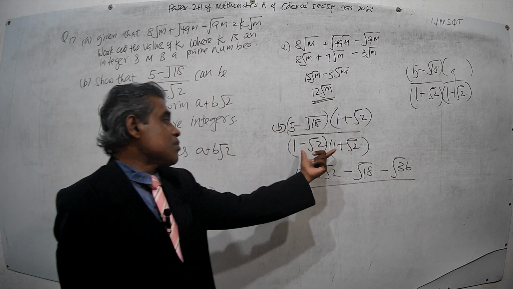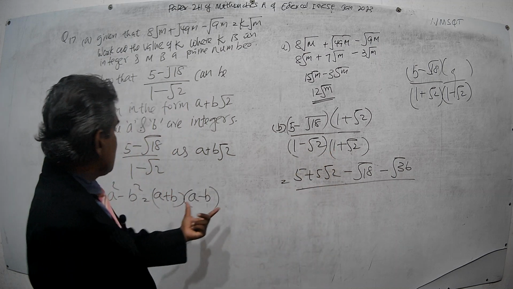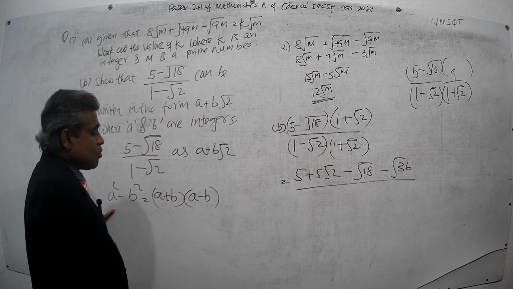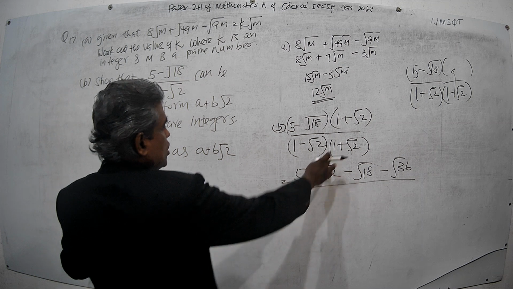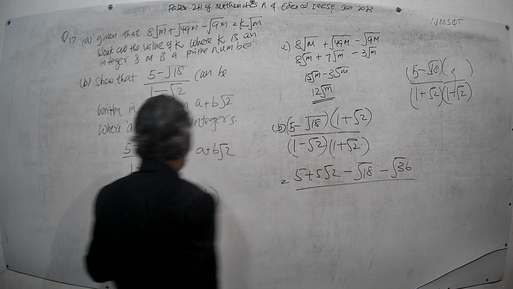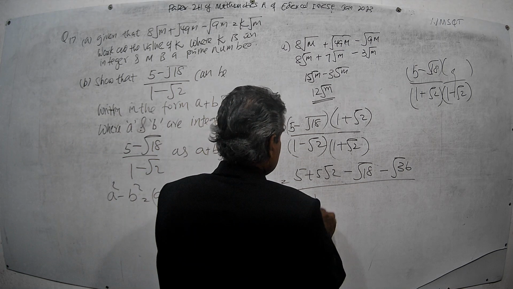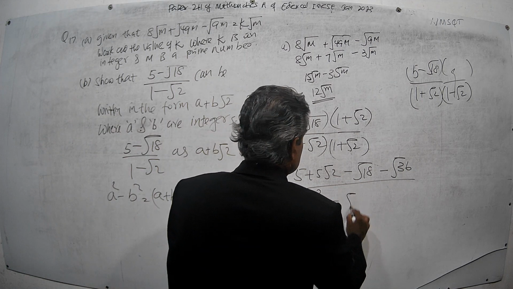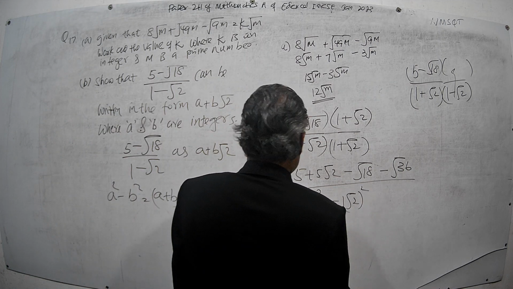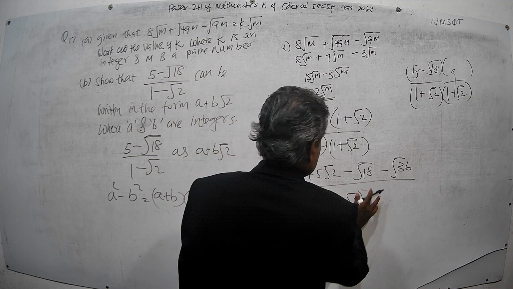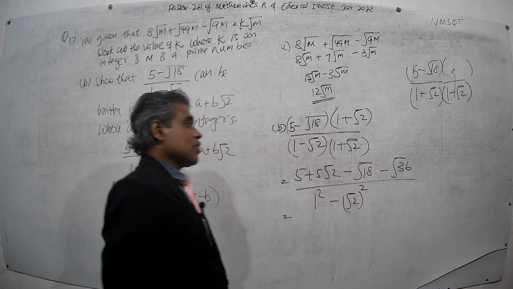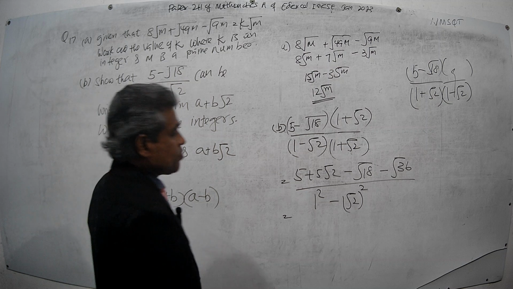Then this one is a difference of two squares. Here, we can write it in this form. What is that form? 1 squared minus root 2 squared. Okay, root 2 squared, right?